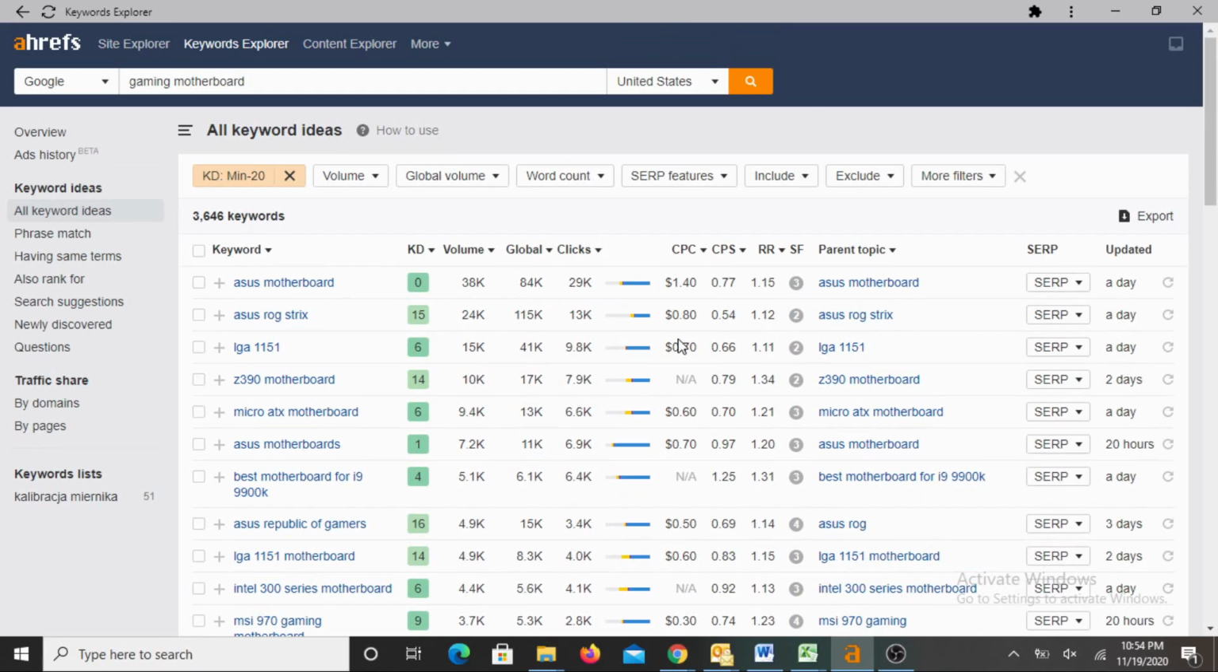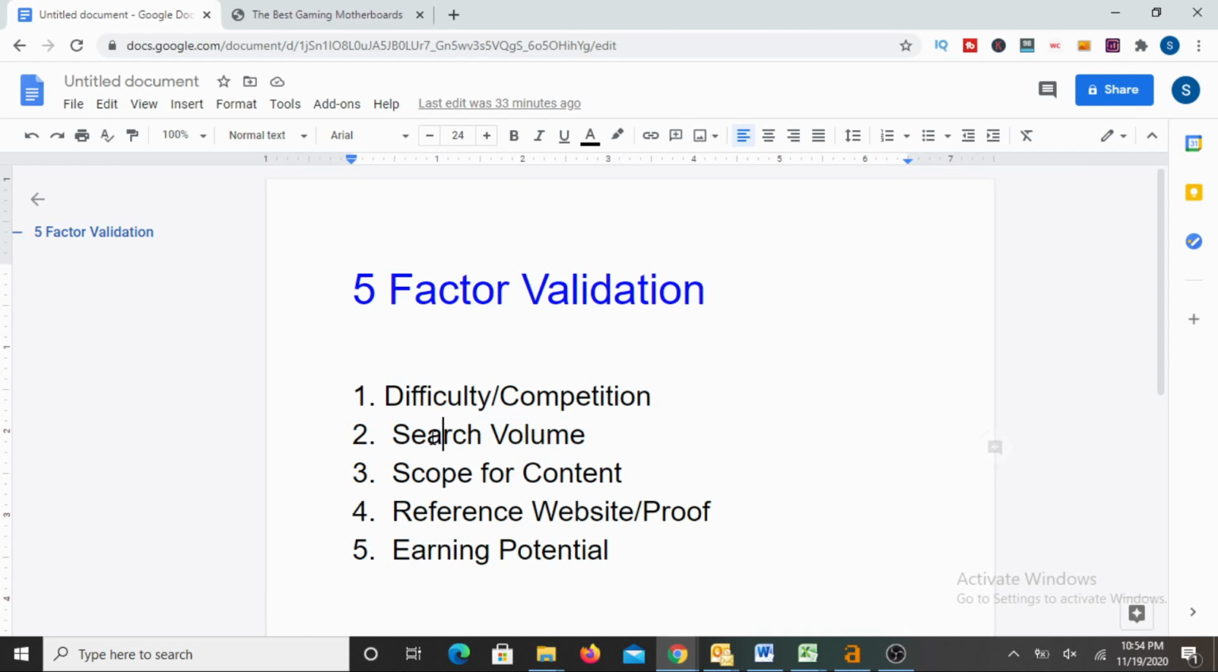The reason is the cost of these gaming motherboards is very high. It is not low at all. It runs into hundreds of dollars. So considering that fact, this looks like very attractive search volume. So the second validation is also true.